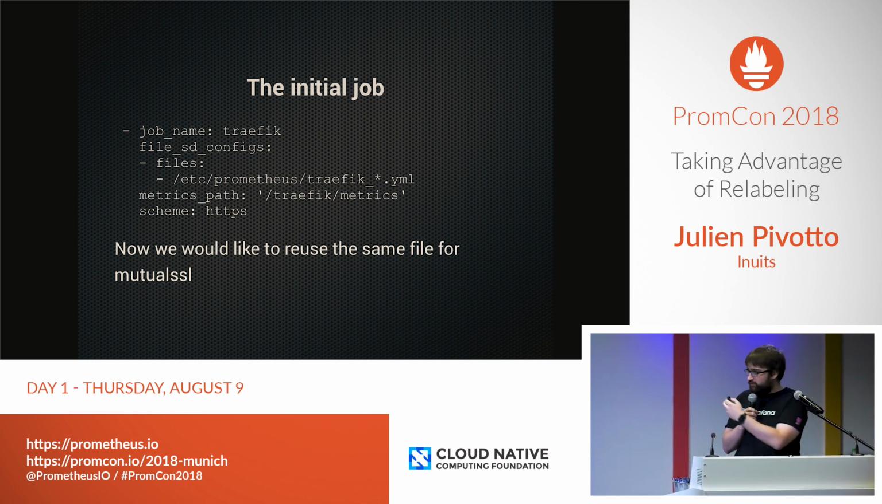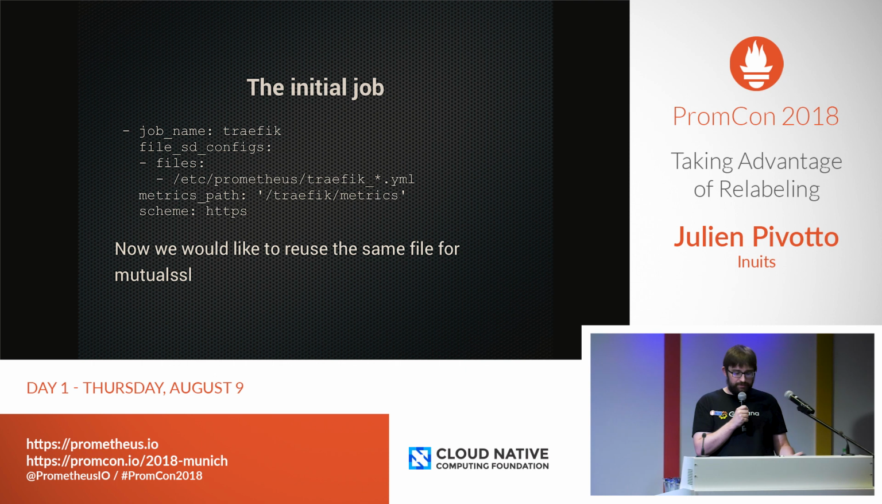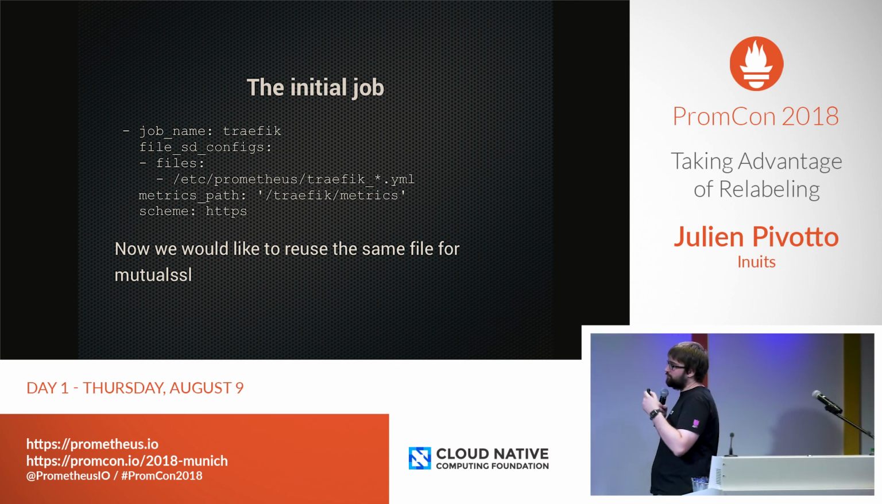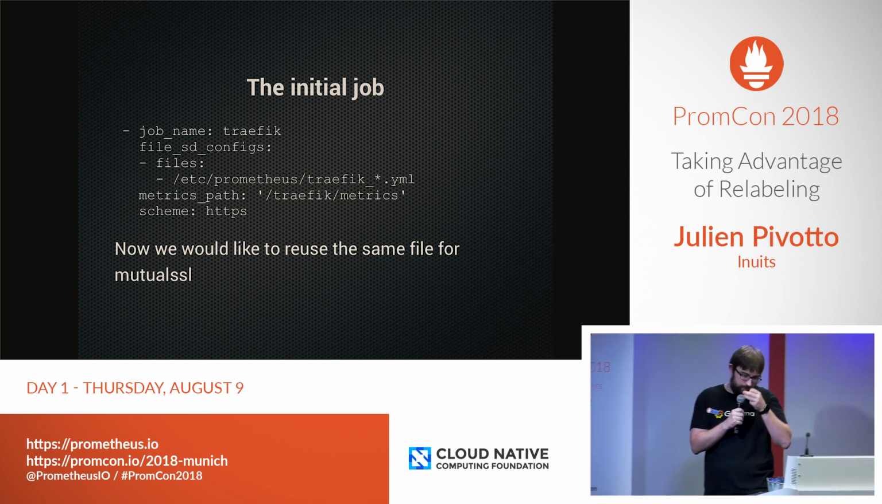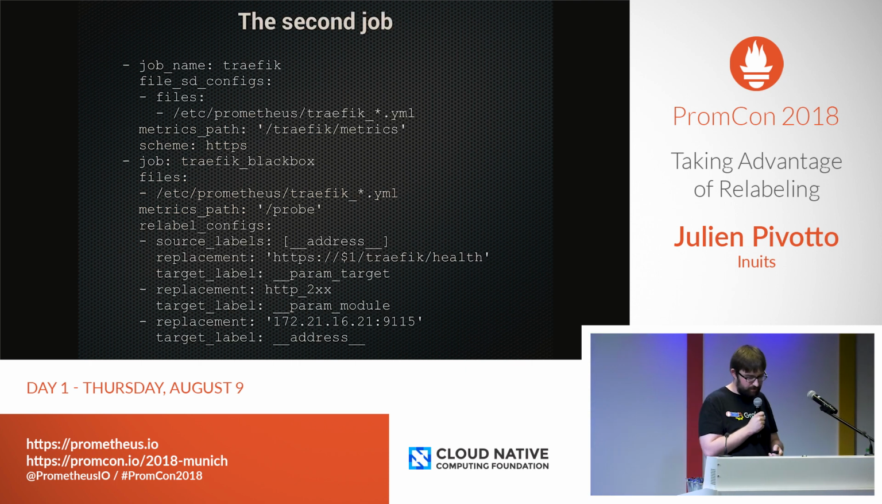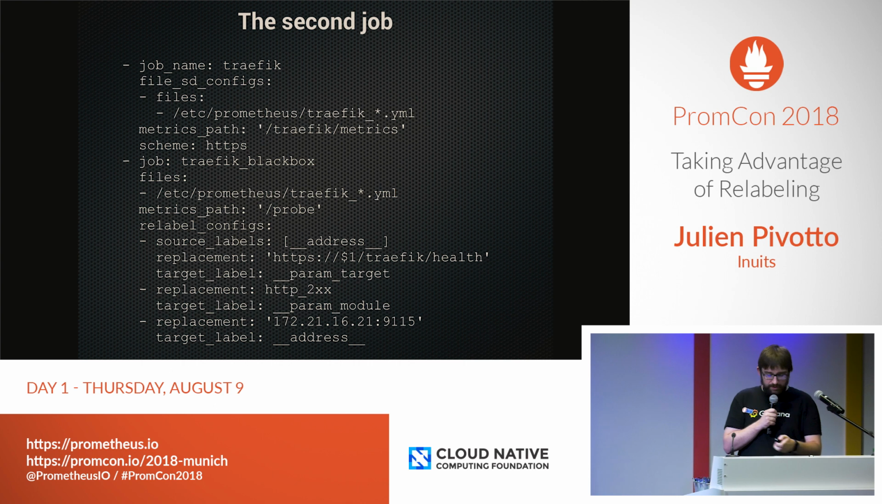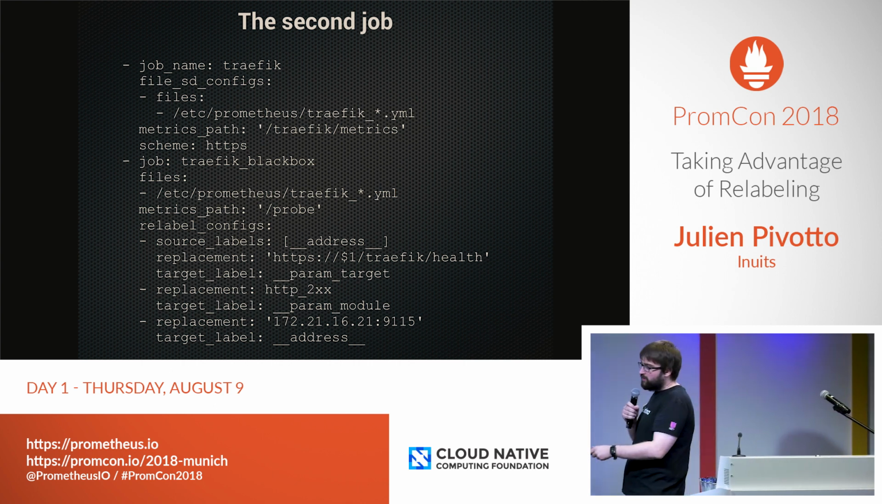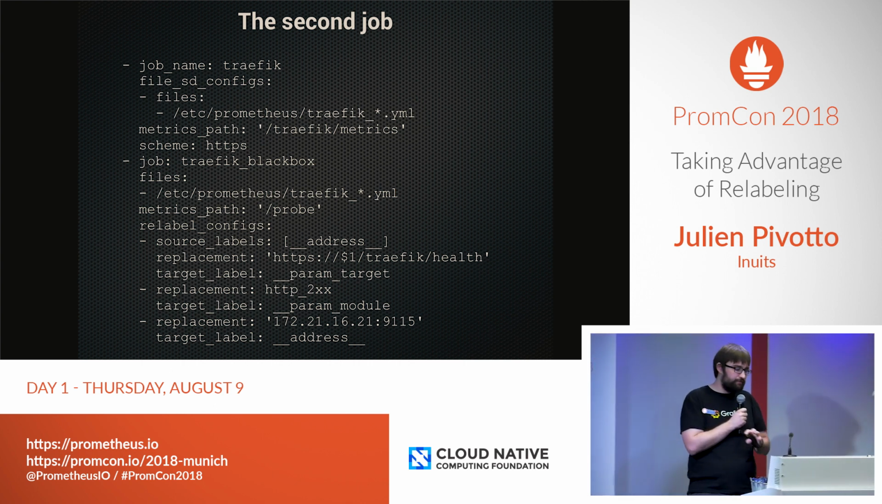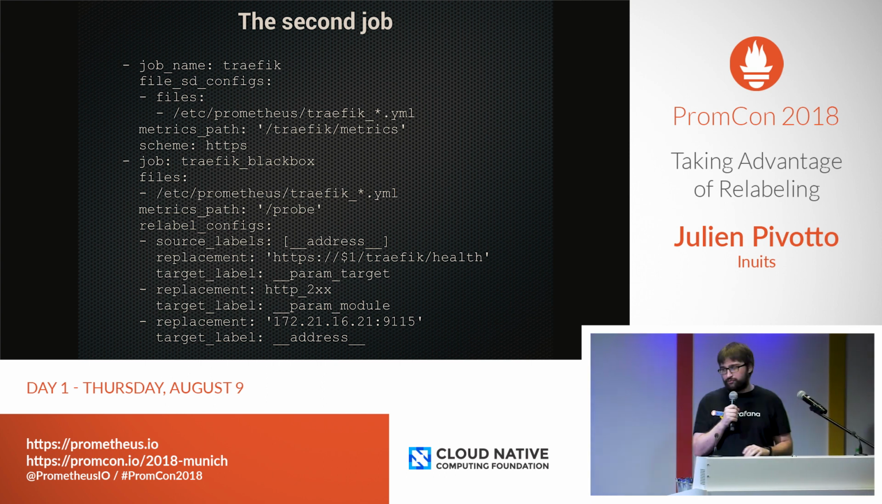So now we would like to use the same file, so the traffic.yaml, to check the mutual SSL status, or to check just the SSL status. So we add a second job, which I will do part by part, but which will use the same file as input. But it will do something completely different. It will not check if traffic is alive.